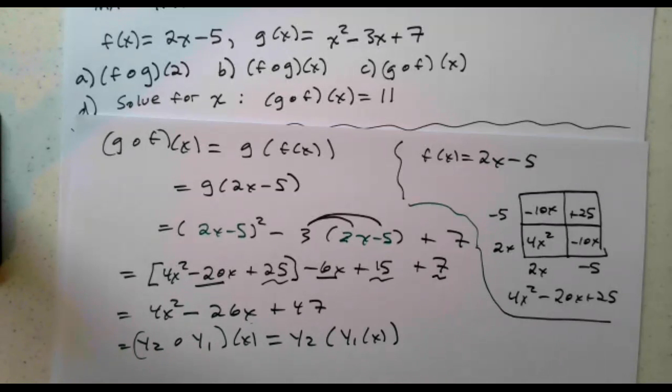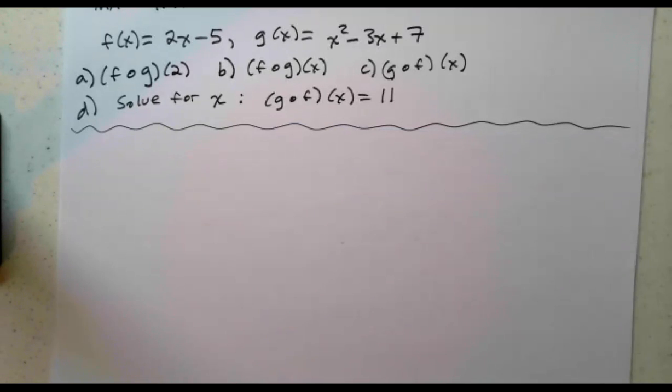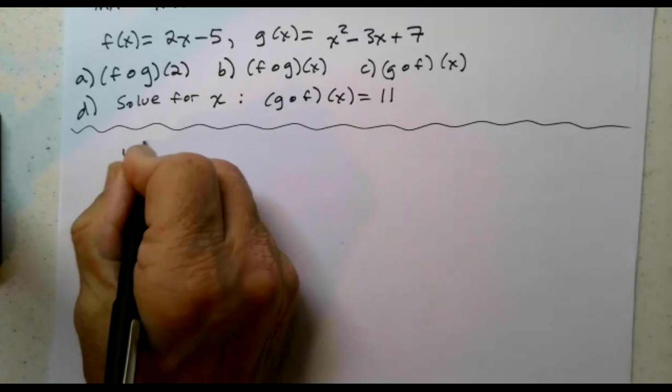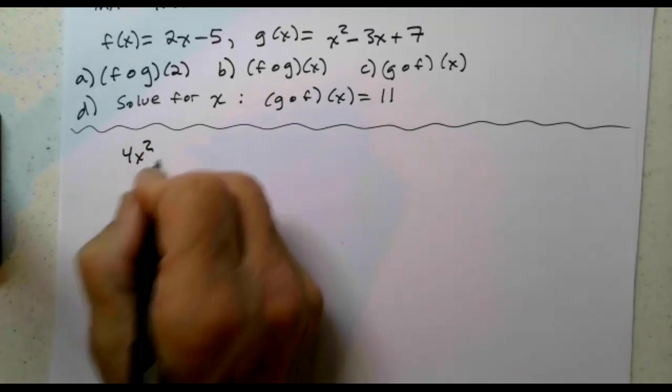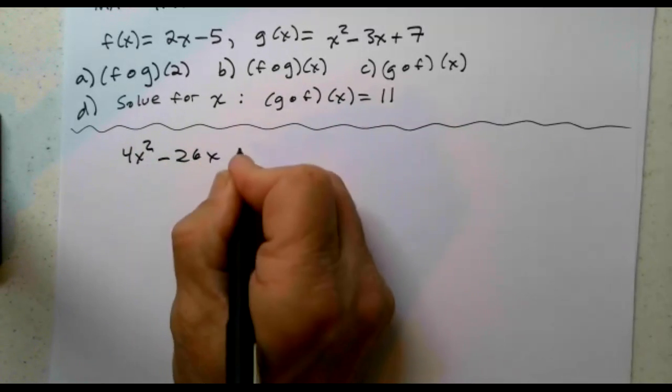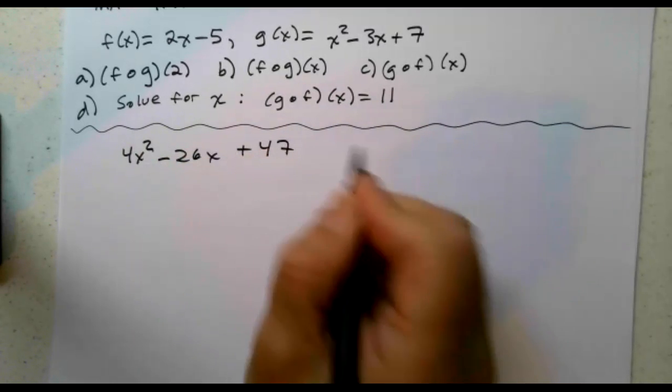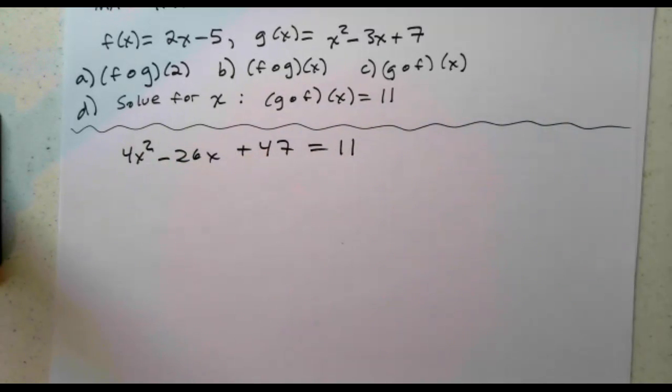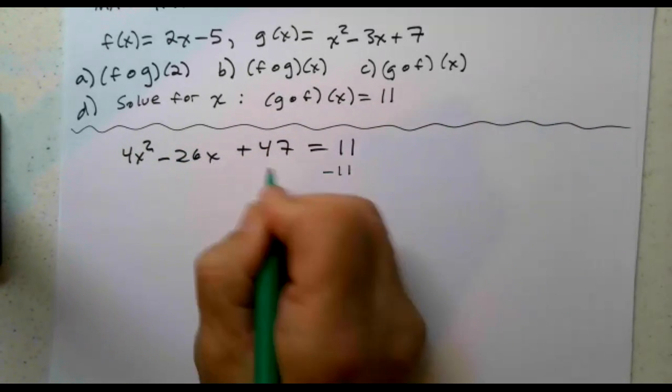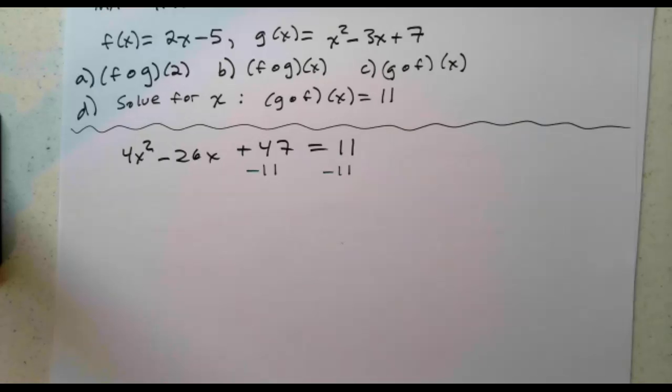Now the last question I have here is to solve for g circle f of x equals 11. Well, we just said that g circle f of x was 4x squared minus 26x plus 47. That's g circle f, and that is supposed to equal what? That's supposed to equal 11. This is a quadratic function. If I want to use the quadratic equation, I need it to equal 0. So subtract 11, subtract 11.